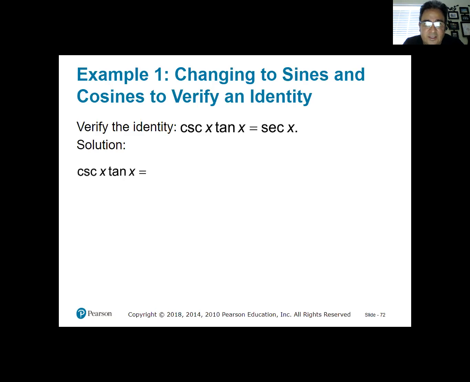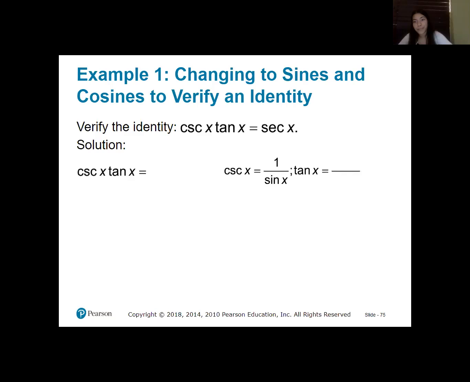Now that looks difficult, Delgado. I have no idea what to do. Well, you do, okay? Let's start off with what we know. Cosecant of x is equal to what? 1 over sine of x. I know that, right? And tangent of x, what does that equal? Sine of x over cosine of x. Good job, Myra. Okay, so I know this, right?